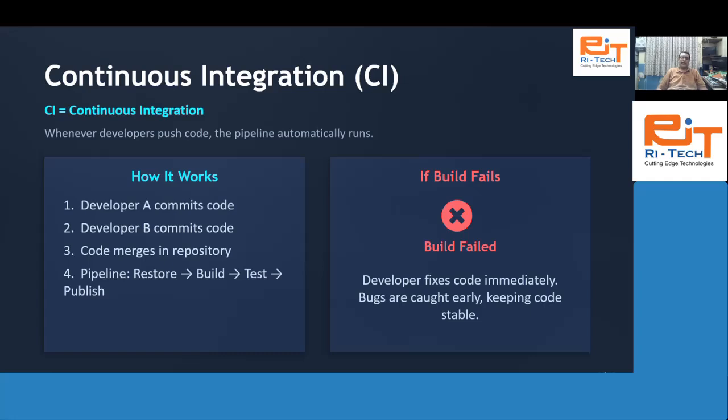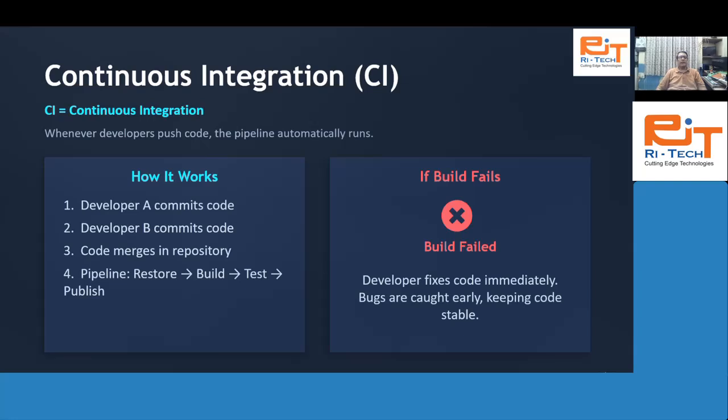Now, if you explore CI in more detail, CI stands for continuous integration. Whenever a developer pushes code, the pipeline automatically runs. In CI, we create the pipeline. How it works: developer A commits the code, developer B commits the code, and the code merges in a repository.